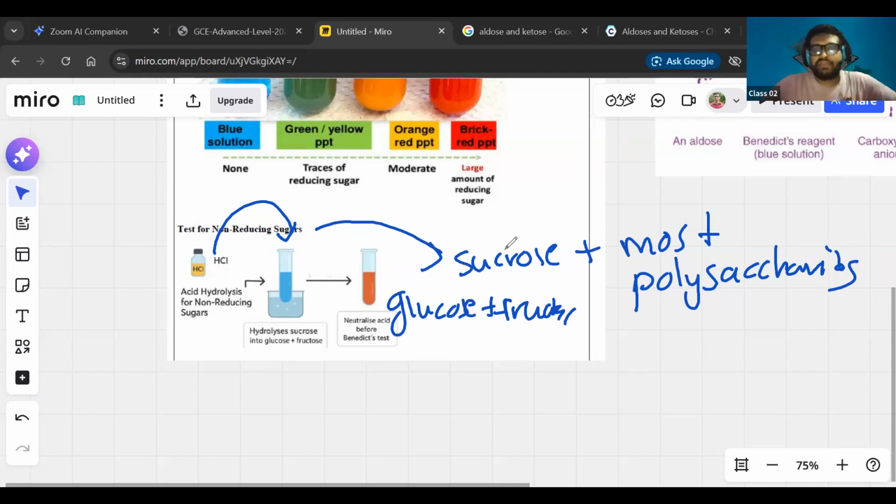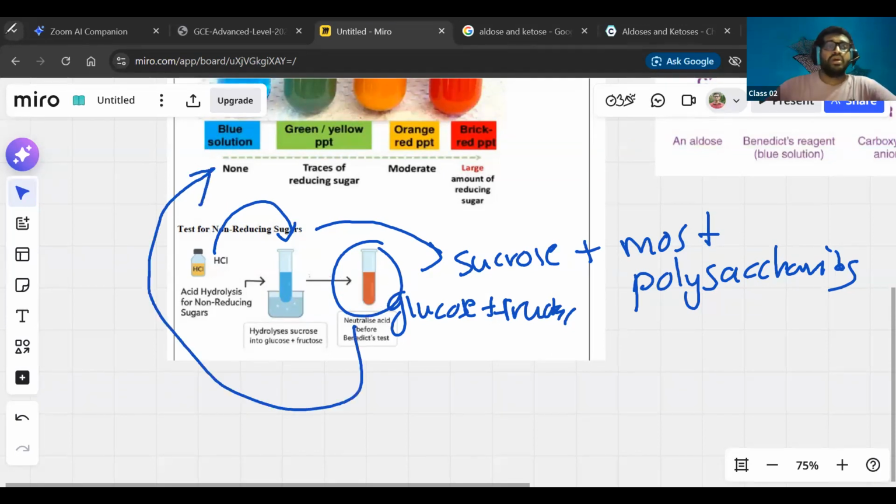Now, once it forms glucose and fructose or any other monosaccharides, or any other reducing sugar per se, we can take that solution and neutralize it, because it has some acid, using a base like sodium carbonate perhaps, and then we can go for the reducing sugar test.